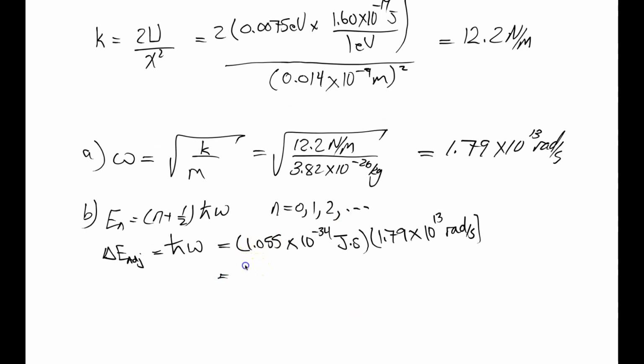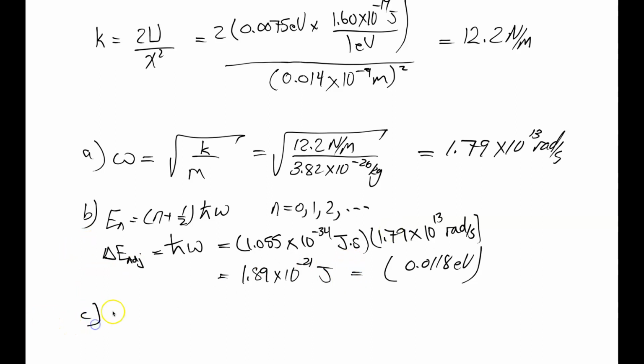of 1.89 times 10 to the negative 21 joules, or 0.0118 electron volts, using the same conversion factor we used above.